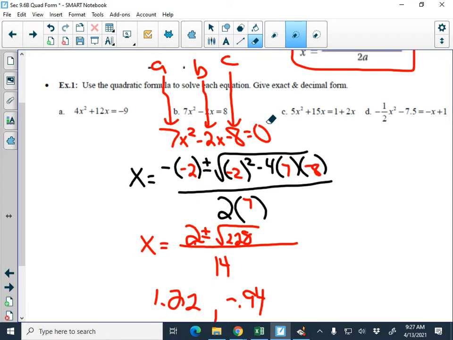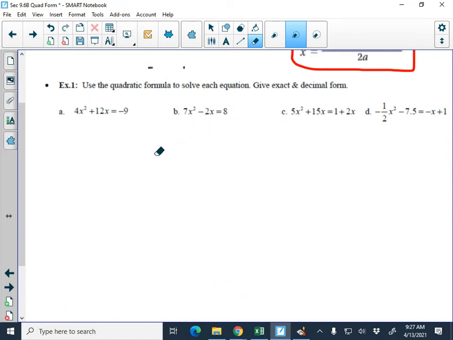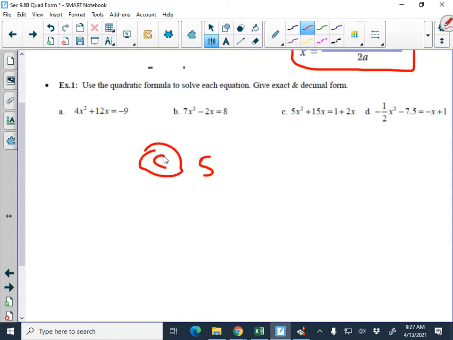Got it? Squared. I'm going to subtract 2x from each side. That will make this side be 13x. I'm going to subtract 1, equals 0. So for part C, we have 5x squared plus 13x minus 1.